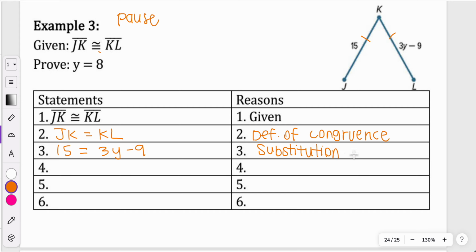You could also say transitive. Either one of those works. You don't have to give me both of them though. Transitive. Okay. Once I do that, then I'm using my algebraic reasoning.